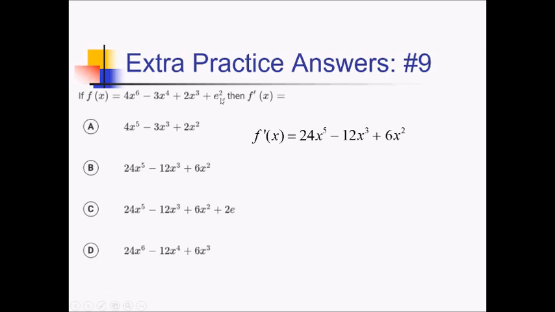A lot of people are going to look at this and say, oh, it's 2e, like in this choice C answer choice. However, e squared is actually a constant. e is not a variable. e is a constant being raised to another constant. A constant to another constant is just a constant, which means the derivative of e squared, since it's just a constant, is 0. So that leaves us then with just answer choice B.